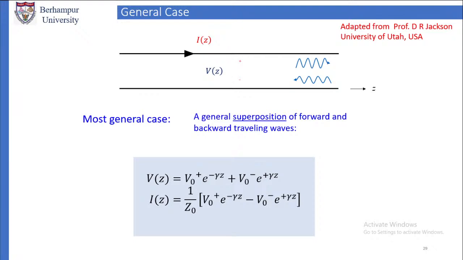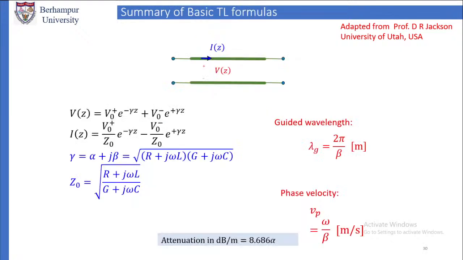So I0 plus and I0 minus both have 1 by Z0. 1 by Z0 we have taken common. Then the remaining term is V0 plus exponential minus gamma z minus V0 minus exponential plus gamma z. So this is very simple. You can use this simple thing. Okay. Now we know what is Vz, we know what is Iz, everything in terms of V0 plus, V0 minus and Z0, everything we know.